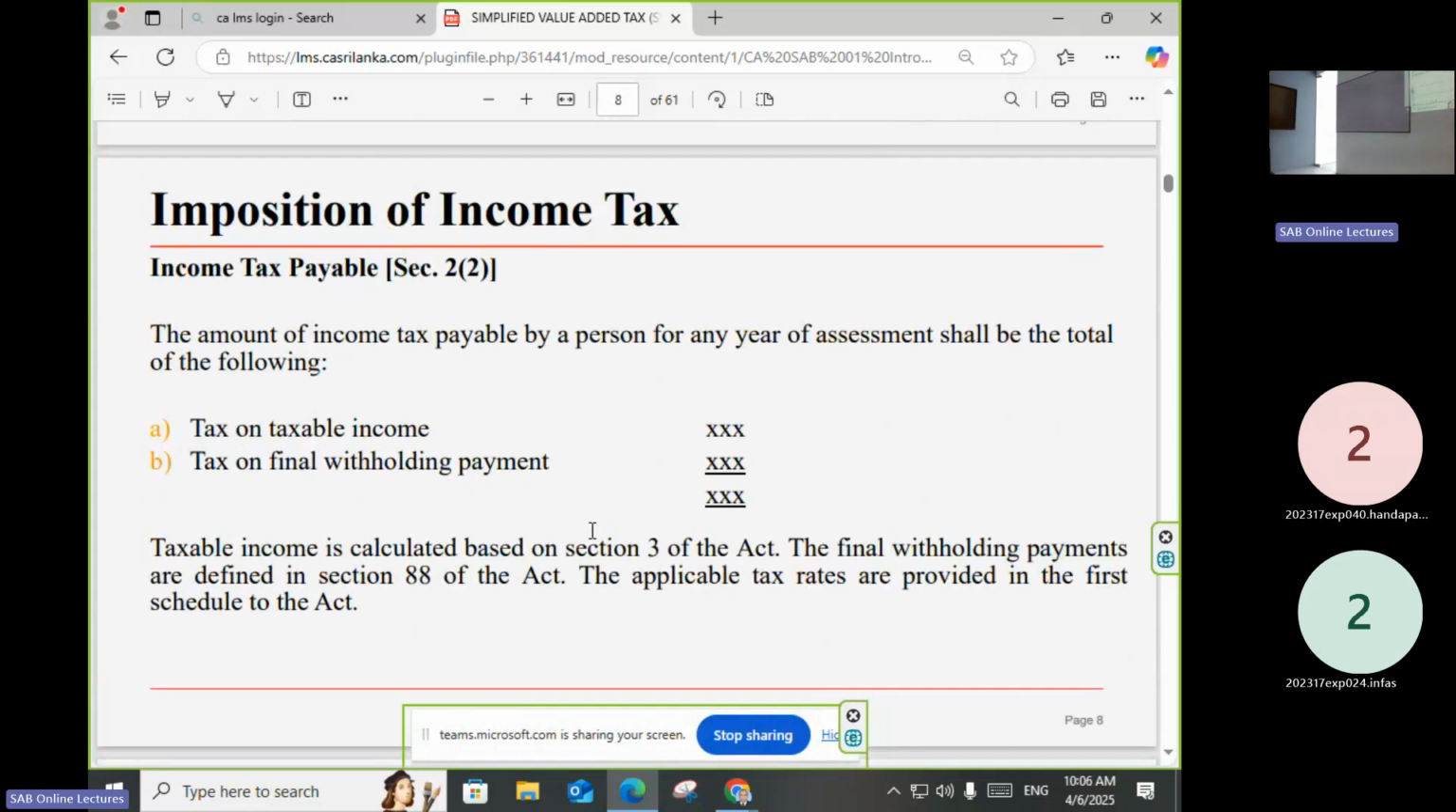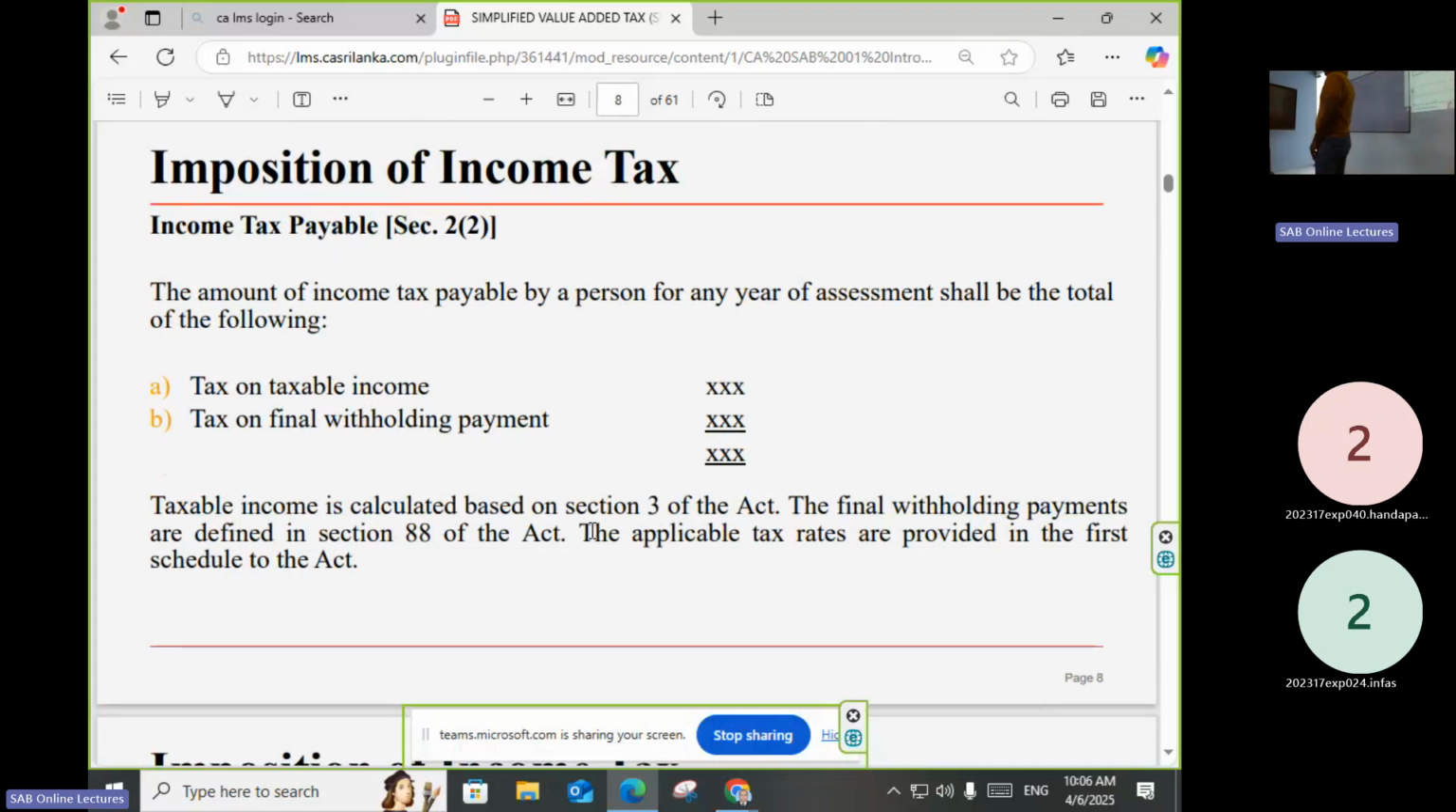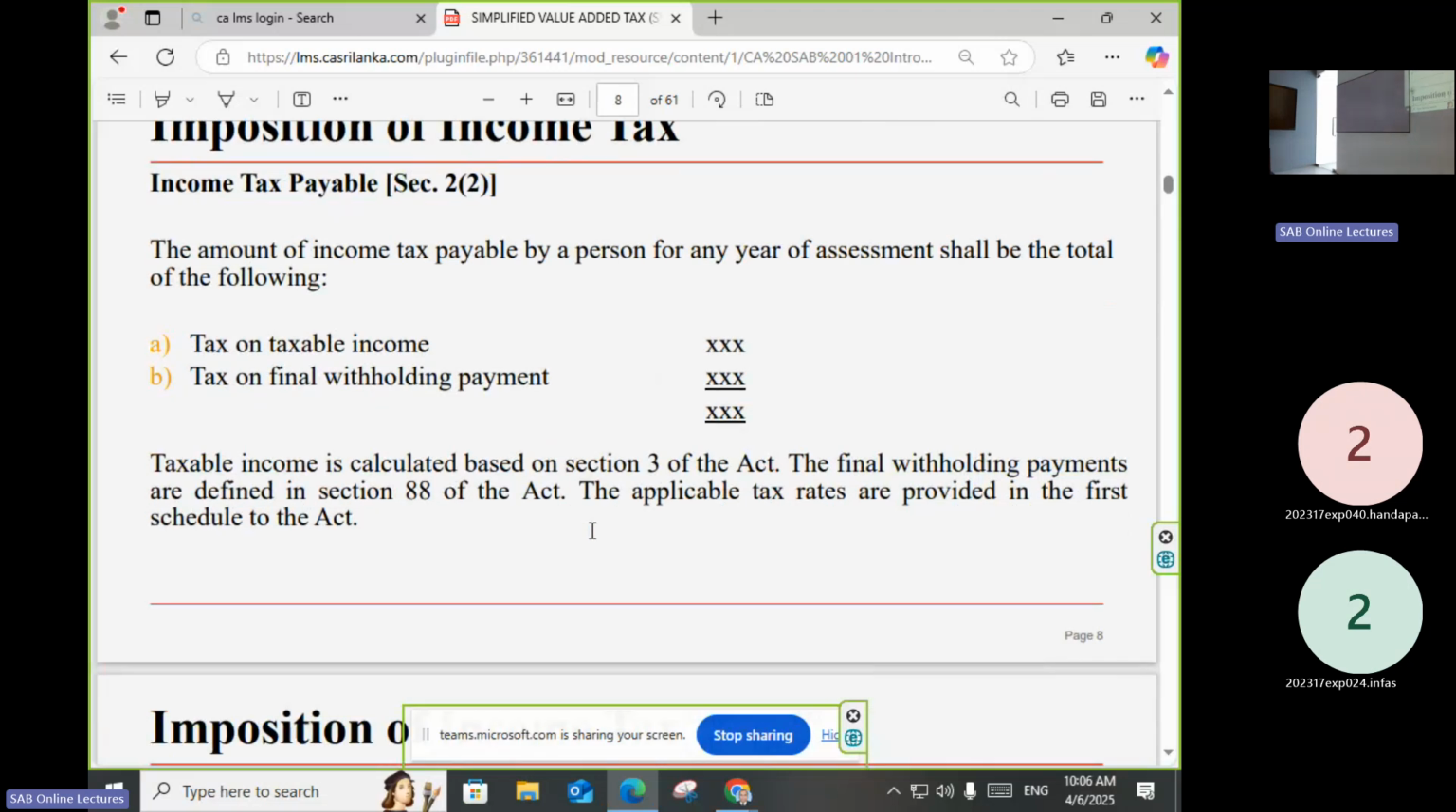So therefore, in Sri Lanka, any person's tax liability has two parts. One part is tax on taxable income, the other part is tax on final withholding payment. That is the person's tax liability in Sri Lanka. Taxable income is calculated based on section 3 of the Act. The final withholding payment is as defined in section 88 of the Act. The applicable tax rates are provided in the first schedule of the Act. There are schedules, and in the schedule it says what the tax rate is, right?